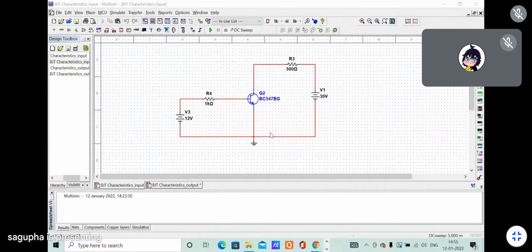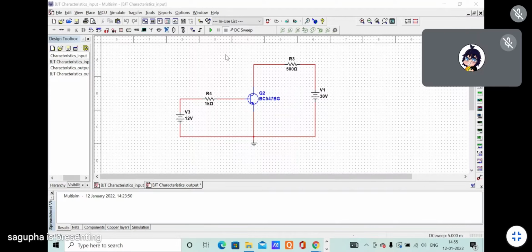So basically, this is your common emitter configuration. The emitter is common for both the input and output side. For checking the input characteristics, we have to vary the input side and check the values of IB and VBE, and we have to keep the output voltage constant.